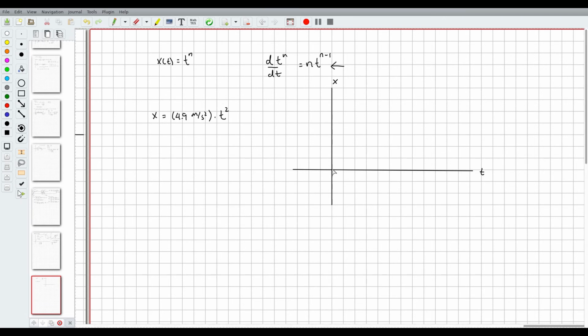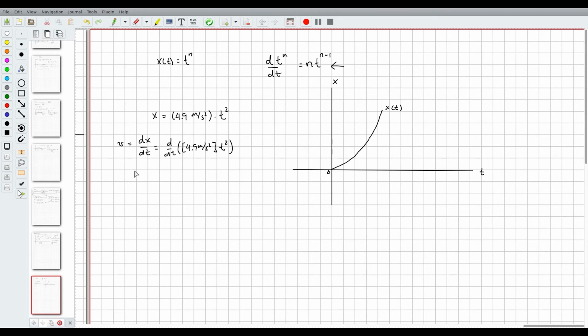Now, were you to plot this, it'd look a little bit like this. It's going to be a parabola. We're going to start at 0, t is equal to 0. It's going to be a parabola that looks something like that. Okay, so here's x of t. So our instantaneous velocity is going to be this: the derivative of position with respect to time, d by dt of 4.9 meters per second squared, t squared.